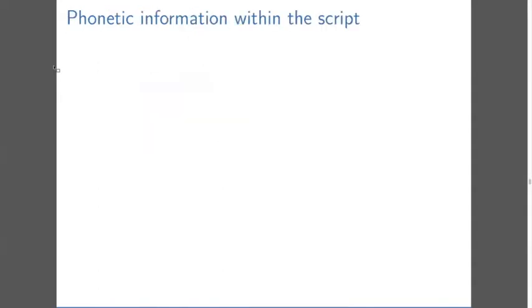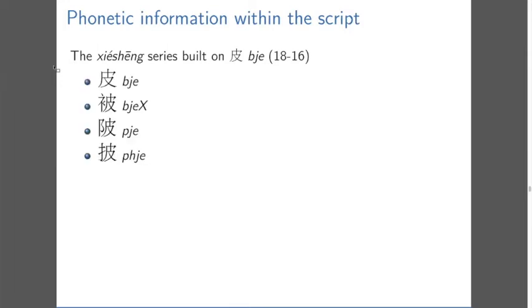But now let's look at the phonetic information inside the script. So there are these things we call a Sheshang series, which are different characters that are built using the same phonetic determiner. And we're going to look at this one, bie, where the pronunciations are coming now from Middle Chinese. So they're attested pronunciations from many centuries later. And you see, okay, you have bie, bie in a different tone. The capital X refers to a tone. And then you have pie and you have pie.